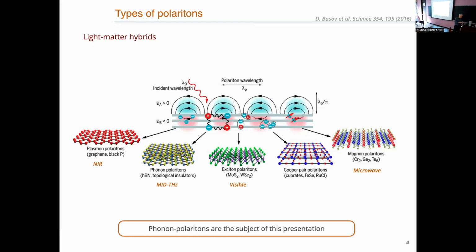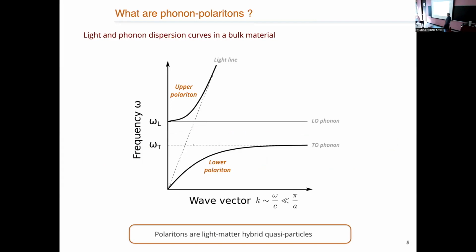Let's go a little bit more in detail about the interaction between these two excitations in a solid. Here I have the dispersion curve of two types of excitation, with frequency versus wave vector. The wave vector is rather small, much smaller than the size of the Brillouin zone, so that we can see the dispersion of light inside the material represented by this dotted line.